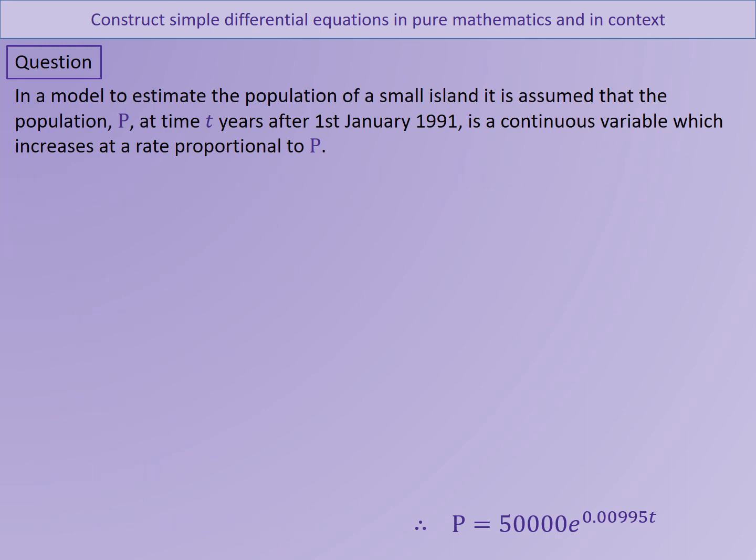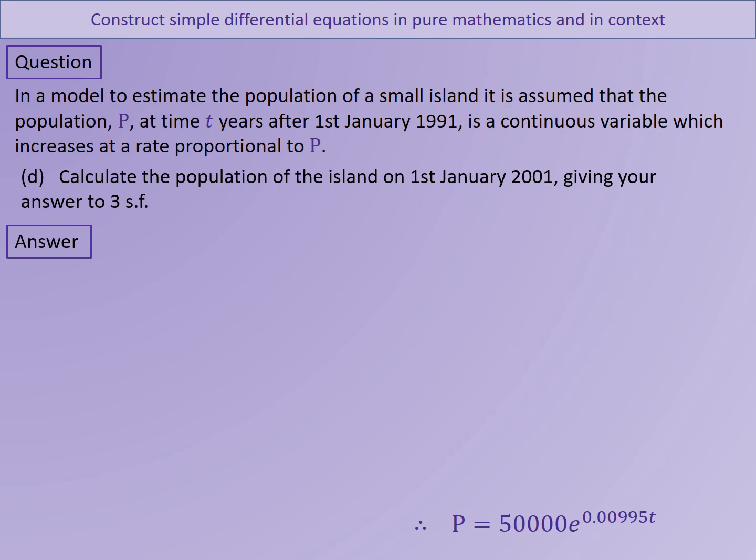And in fact, that's exactly what it asks you to do for part D. Calculate the population of the island on the 1st of January 2001. So that's 10 years afterwards, so I can use this as a prediction model. By the 1st of January 2001, we've got the T value equaling 10, it's 10 years after 1991, and we don't know what the population is though.